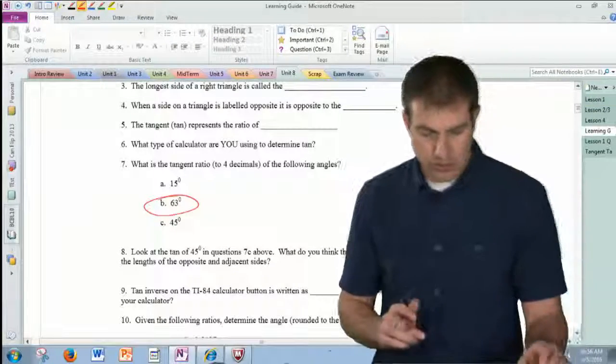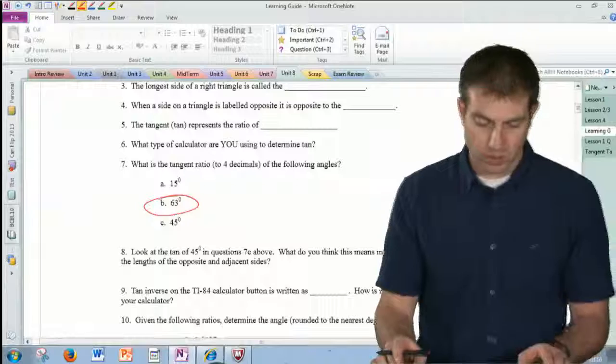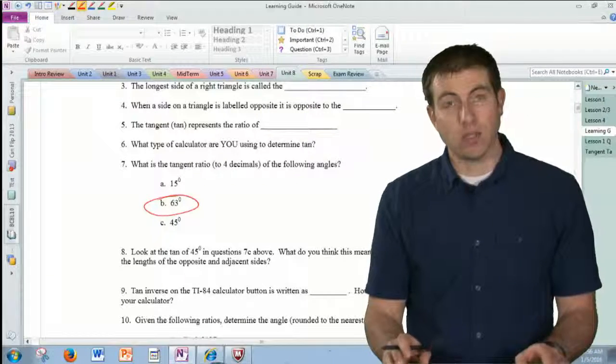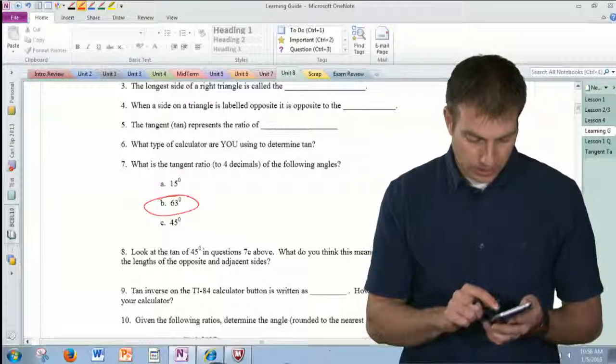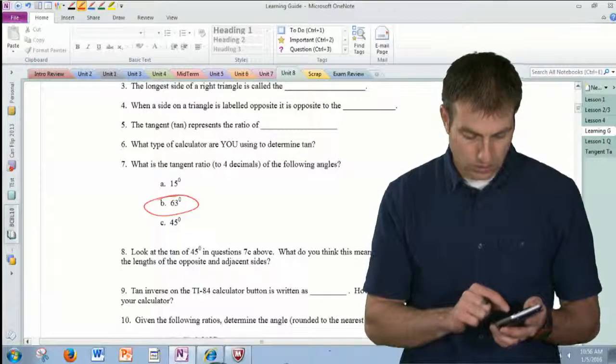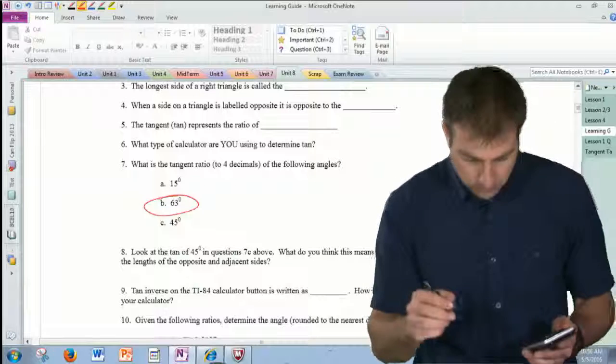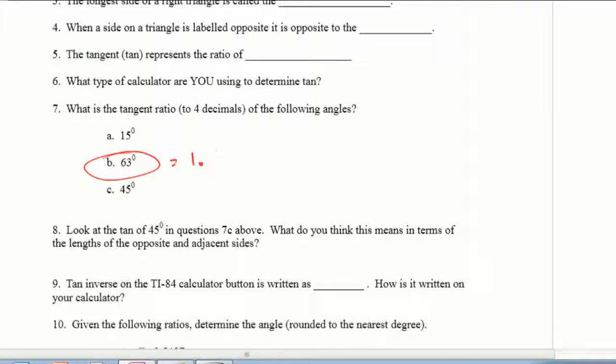Okay, what is the tangent ratio to 4 decimal places of the following angles? So we're given an angle, and then we need to find the measure. So 63 degrees, I'm going to use my calculator for this one. I'm going to go tangent 63 equals, and I end up with 1.96261. And it asks for 4 decimal places. So 1, 2, 3, 4.